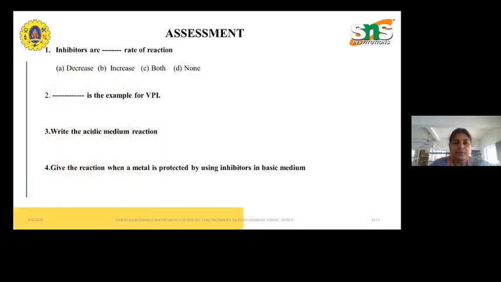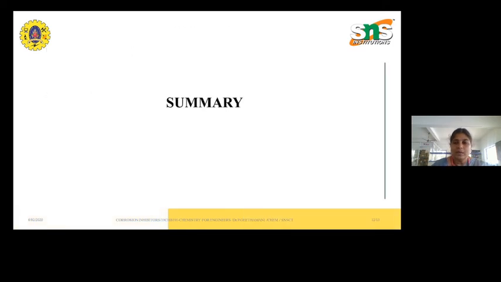Based on the various inhibitor methods we discussed, let's take a quick assessment. Inhibitors are substances that decrease the rate of the reaction. Give an example of a VPI. We have many things, so try to keep a few in mind. In acidic medium reactions, this means how the anodic inhibitors take place to protect the material. Similarly for the basic medium, we have both the hydrogen evolution and the formation of hydroxide ion. Let me recollect the summary once.